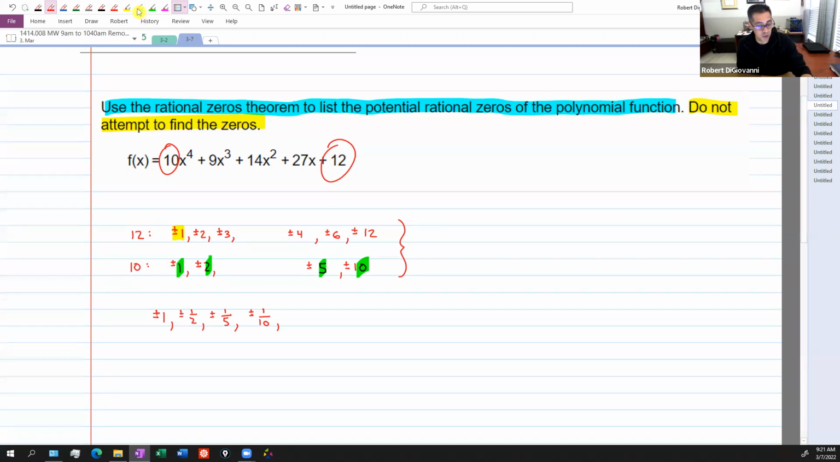Now I have to do the 2 over all those numbers. So 2 over 1, right? 2 over 1, that's 2. I don't have 2 in my list, so I'm going to keep going here. Okay, 2 over 2, that's 1, but I already have 1 in my list. 2 over 5 is not in my list, 2/5. 2 over 10, what's 2 divided by 10? 2 divided by 10, that reduces, right? That's 1/5. And I already have 1/5 in my list. So I don't need to write it again.